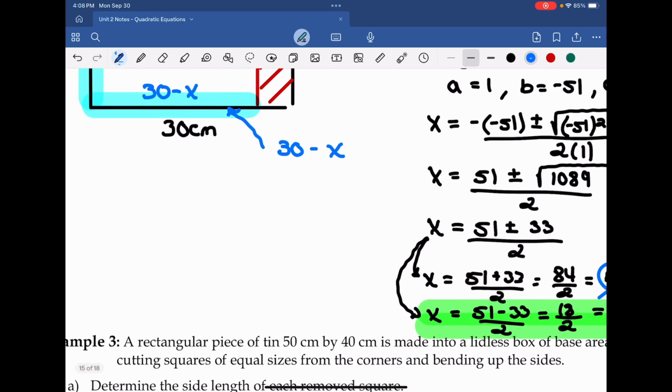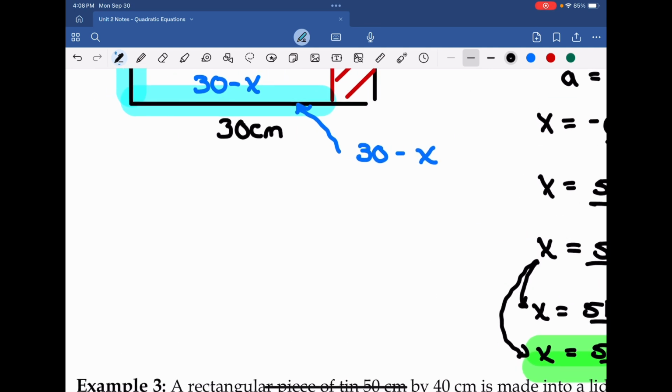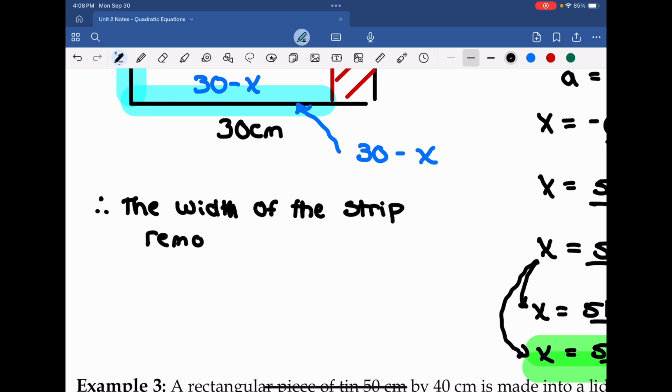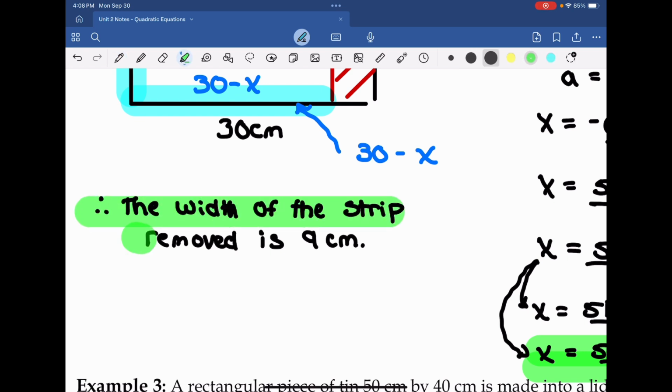So we want to write a quick sentence for this, maybe below our diagram. We're going to say, therefore, the width of the strip removed is 9 centimeters. There's your solution. That's what you can highlight. That's what you can use. Perfect. So just keep an eye out for those extraneous solutions because they do pop up, and they're one of those things that can definitely catch you off guard if you're not looking for them.